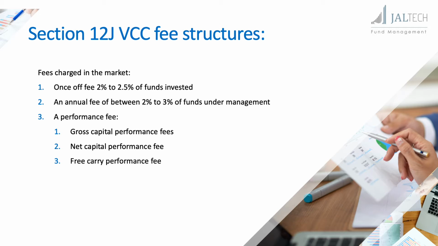The Section 12J fund charges typically three types of fees. The first is a once-off fee, and that's between 2 and 2.5%, and it's levied on the investment amount. So if you invest R1 million, the fund manager will charge 20,000 Rand as an upfront fee. This type of fee is quite uncommon in the market. There are only a number of Section 12J funds that do charge it. But most commonly is an annual fee and a performance fee.